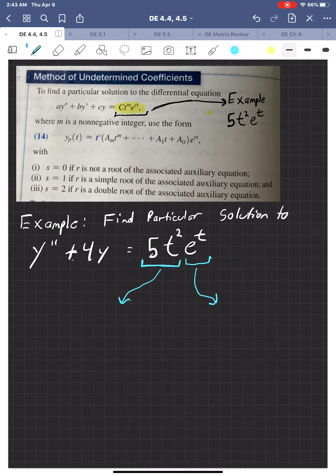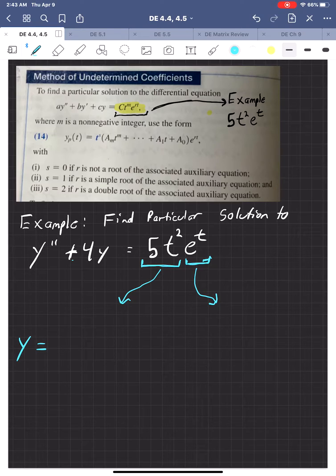Somehow, there is a y out there that if you take the second derivative of it plus 4 times itself, should get us to 5t squared plus e to the t. So how do we address this, right? Because right now we're trying to figure out what is a good y.